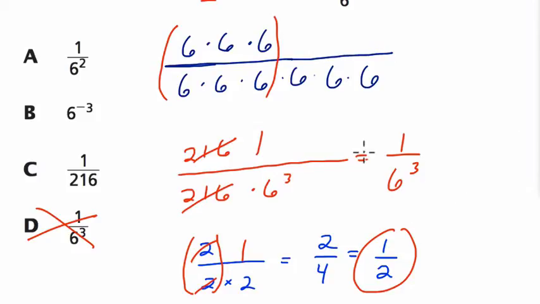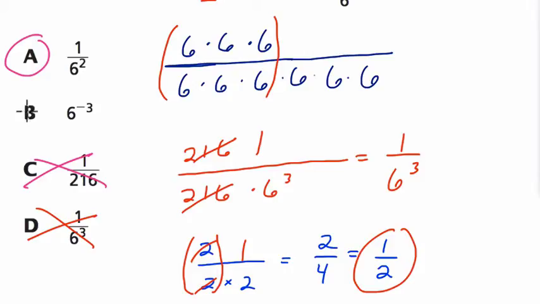Now, once we have that in grasp, we can look at our other situations here. 1 divided by 216, that is the same as what we have here, because 6 to the third is 216. And then two choices left. Well, I know it has to be A now because 1 divided by 6 squared is 1 over 36, and 1 over 36 can't be the same thing as 1 over 216, so that can't be the answer.